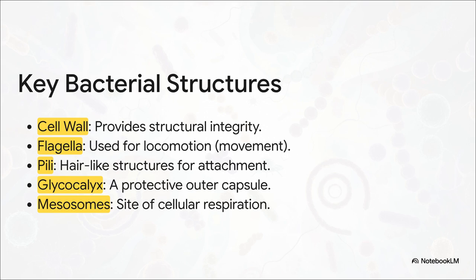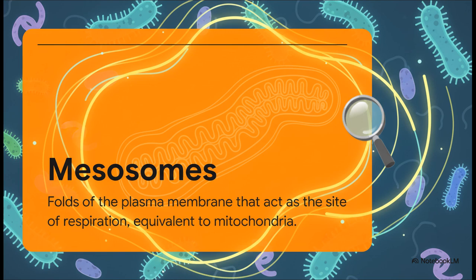Then on the inside, you've got the cytoplasm, which holds the genetic material, and all the important metabolic stuff like respiration happens right on the cell's plasma membrane. Now, speaking of respiration, bacteria don't have mitochondria like eukaryotic cells do. So, for a long time, it was thought that these little infoldings of the plasma membrane, called mesosomes, were where respiration happened. You might still see this in older textbooks.